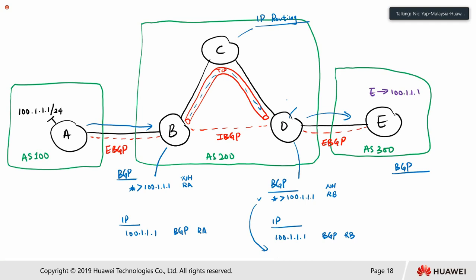On router D, you have to go to OSPF and import route BGP. Import all your BGP routes into OSPF. So when you're done with this, you should have 100.1.1.1 as an OSPF route connected to router C. You have to do it on this side.